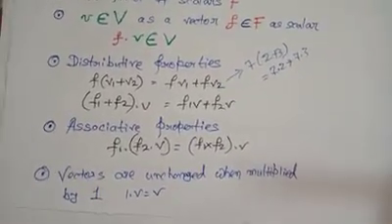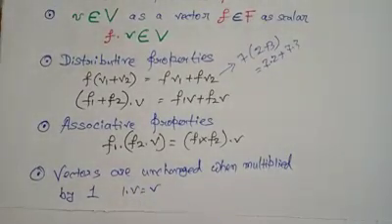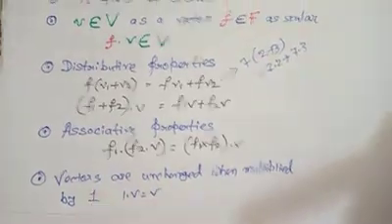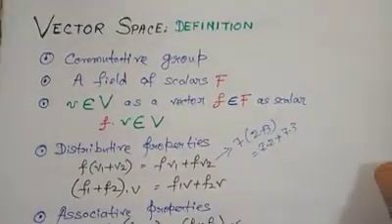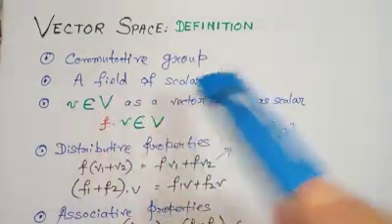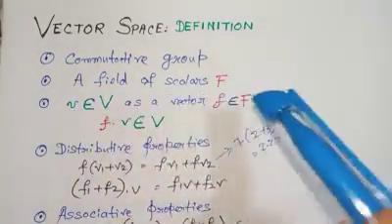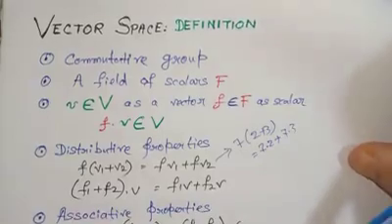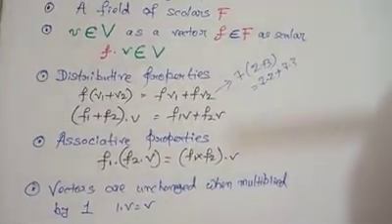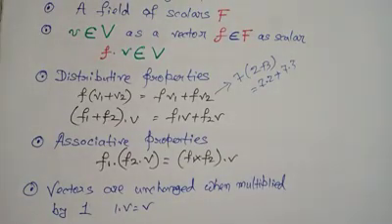And vectors are unchanged when multiplied by 1. So this is, I would say, an abstract and a good definition of what a vector space is all about. It has a commutative property. It has a field of scalars, and the vector V includes V. It has a distributive property. It has an associative property and a unit property where vectors are unchanged when multiplied by 1.